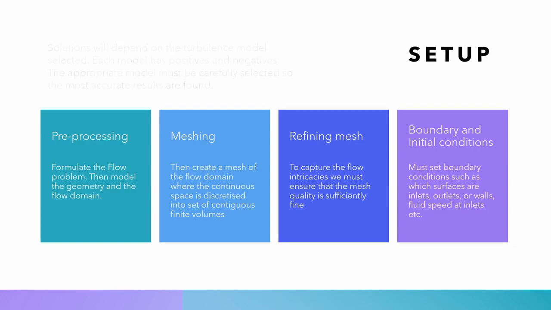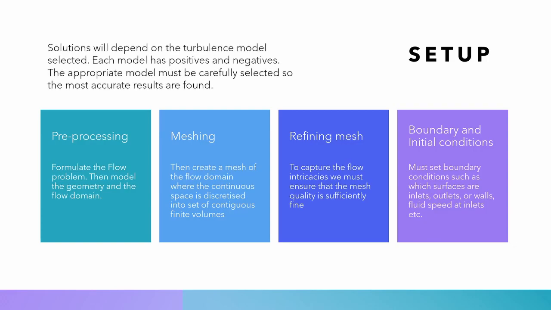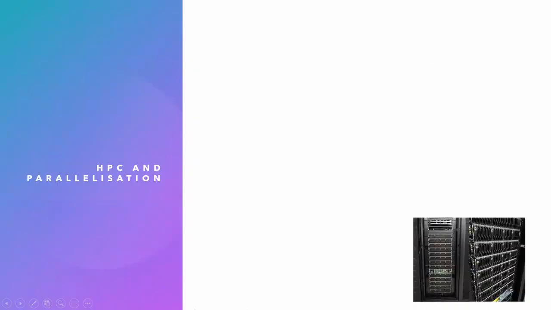The solutions will depend on the turbulence model chosen. Each model has its own share of positives and negatives. So an appropriate model has to be selected for a given problem. We have selected K epsilon, K omega, shear stress transport and 2 other models to see how they fare against each other. The setup is now ready. Now the simulation has to be run.